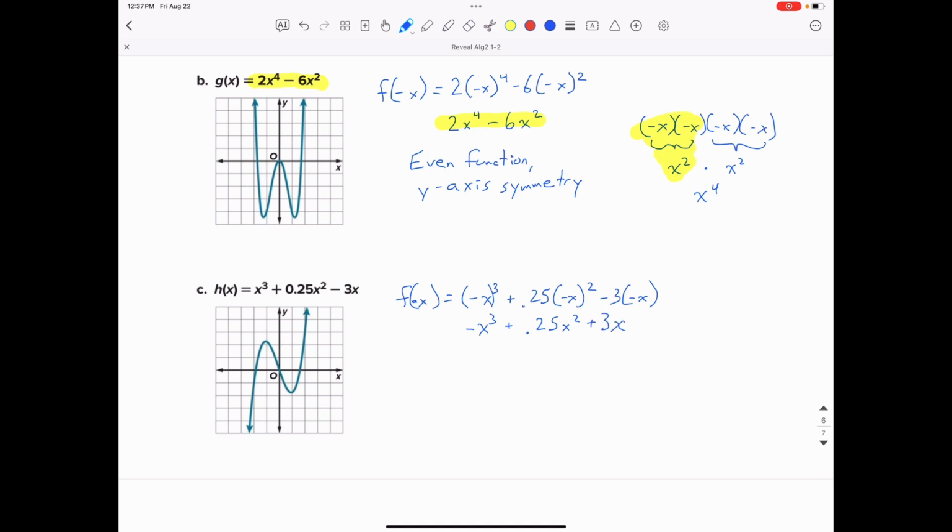And what we're looking for is we want all of the signs to be the same as the original function, which means it is an even function with y-axis symmetry, or we want all of the signs to be different, and it's an odd function with origin symmetry. And you can actually see it's not either one of them. It starts out looking like the signs are different because notice we have a negative x cubed and a positive x cubed. But this sign, this positive in front of the 0.25x squared is the same. So one of the signs was the same, but one of them was different.